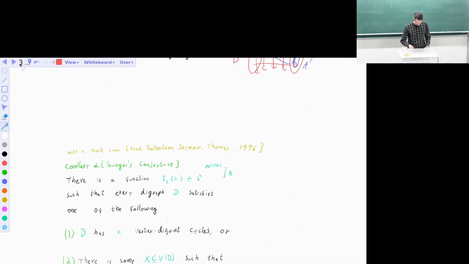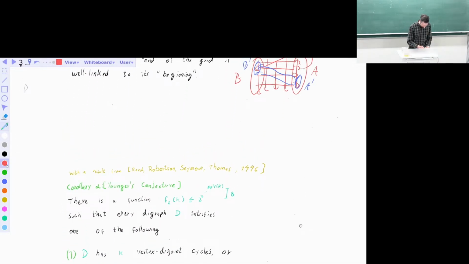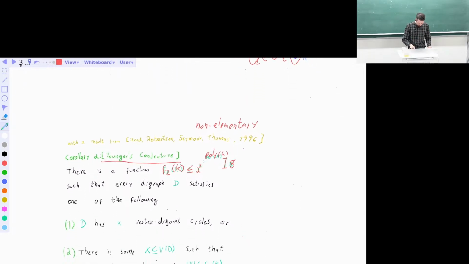So that's the first result, and by having this, we can already apply some existing results to conclude the following. So this is what's known as Younger's conjecture. Reed, Robertson, Seymour, and Thomas gave a non-elementary upper bound for this statement. And applying some results they have, we can already obtain an elementary bound for this. So we get some function f2 of k, some power tower, and here the height stays the same, so the set that we need from them is actually polynomial, such that we get the following property.